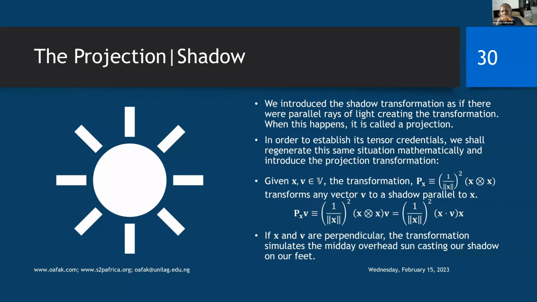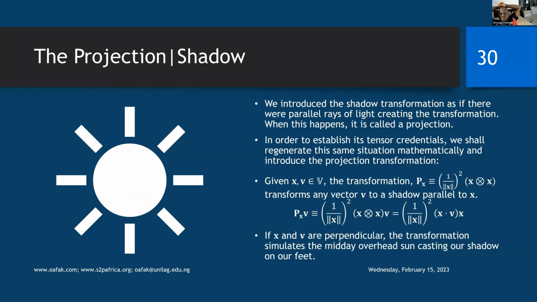Before we go into proving the tensor characteristics of the projection transformation, let me put it to you the way lawyers will put it to you in a court of law. I want to put it to you that when you talk about a projection, it can be a scalar. You talk about a projection, it can be a vector. You talk about the projection, it can be a tensor. And it is important for us to know which one we are referring to. So there is a projection scalar, there is a projection vector, and there is a projection tensor.